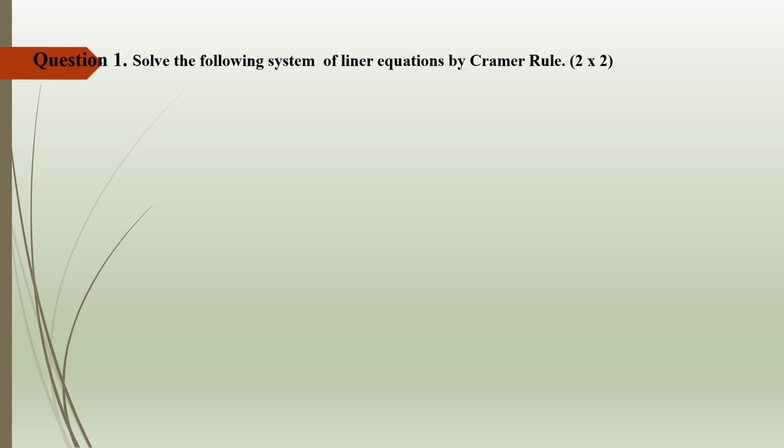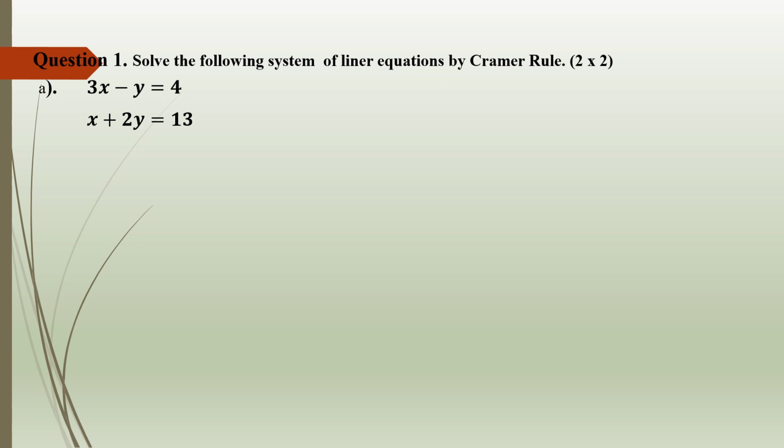Now dear student, in our previous class we had some discussion about how to find the determinant of a 2 by 2 matrix and also the determinant of a 3 by 3 matrix. Now in this class we will solve a system of linear equations by Cramer's rule. It will be a 2 by 2 matrix, and in the next question we will discuss a 3 by 3 matrix. Okay, so here let's suppose we have a system of linear equations.